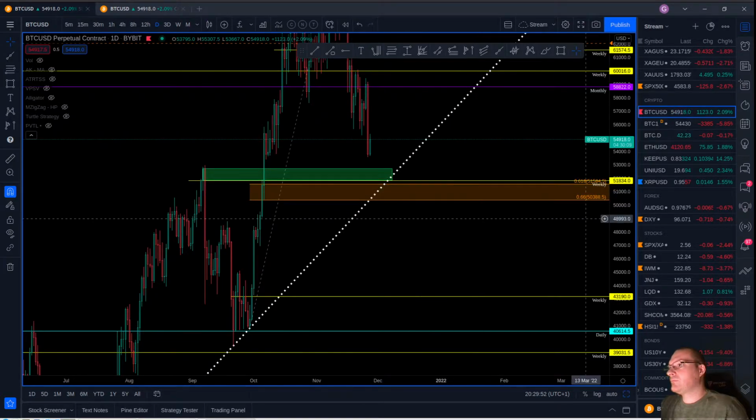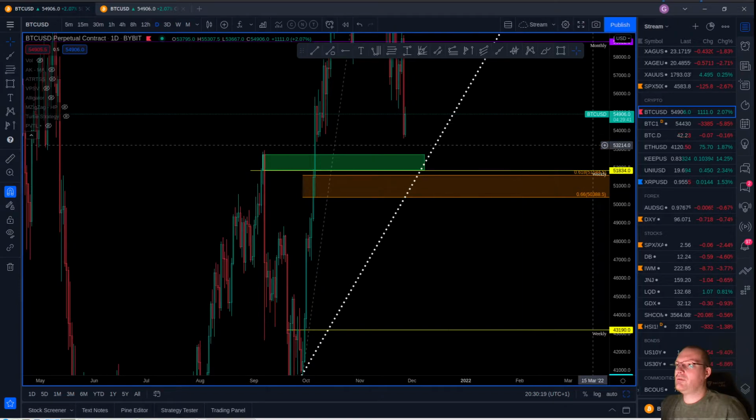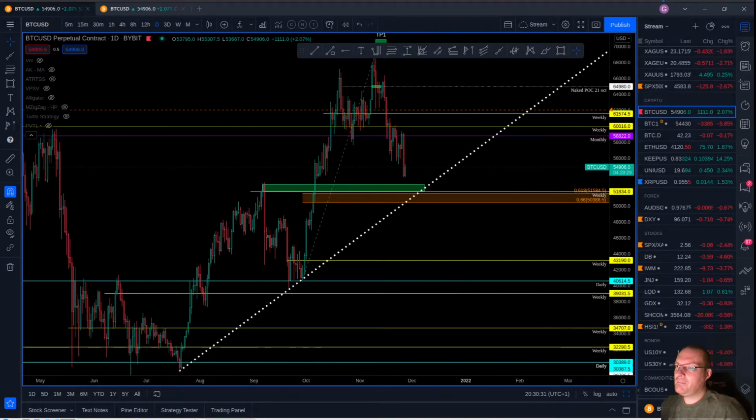So, okay, maybe we will not go down to 50k, but then at least I think there's a big chance we dip just a bit below 52k. So here we have very nice confluences. So also for crypto, I'm expecting much further to the downside, and that most probably on Monday.